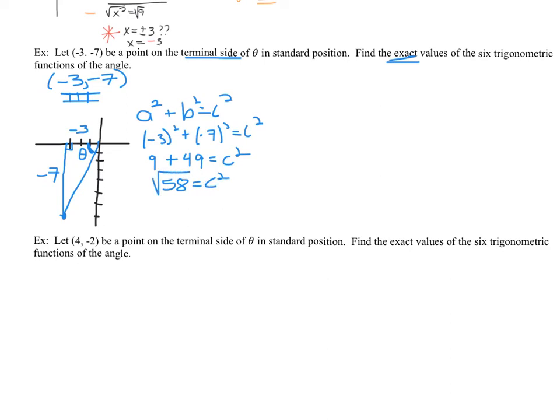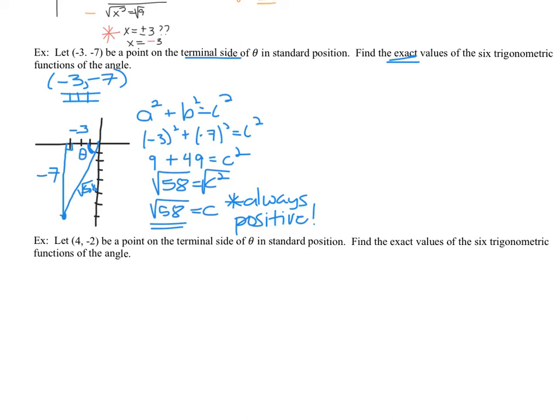So when we take the square root, remember for the hypotenuse, it's always a positive value. So we're just going to keep that positive square root of 58. So always positive. Let's go ahead and label that side length square root 58 and determine our 6 trigonometric functions.